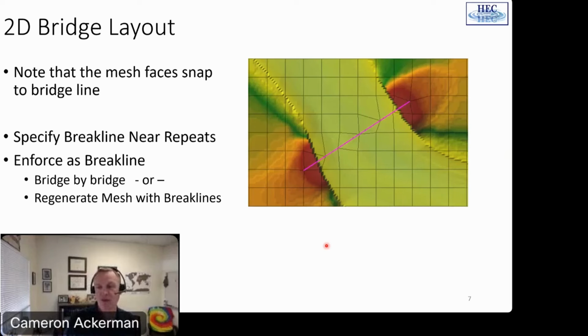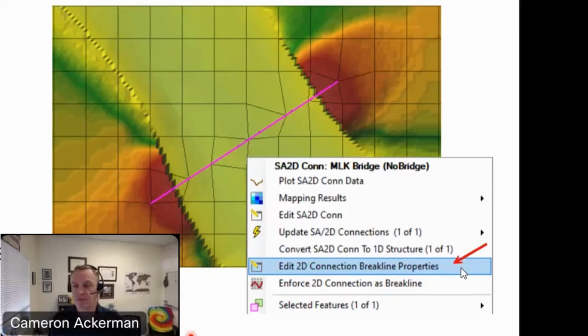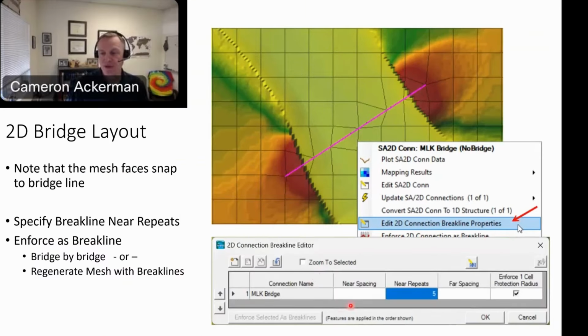But if you've been using RAS, you know that faces are what control how water moves through the system, and we want to align those cell faces with flow. When we first lay out that 2D connection, RAS is going to try and snap faces to the structure, but if your cell faces are large and not parallel with the line, they're not going to be aligned properly. So what we're going to need to do is enforce that line to align the cell faces. Before we do that, we would go in and edit the 2D properties that are going to be used in the breakline. And that's where we would set our cell size if we wanted to change the cell size from our nominal mesh spacing.